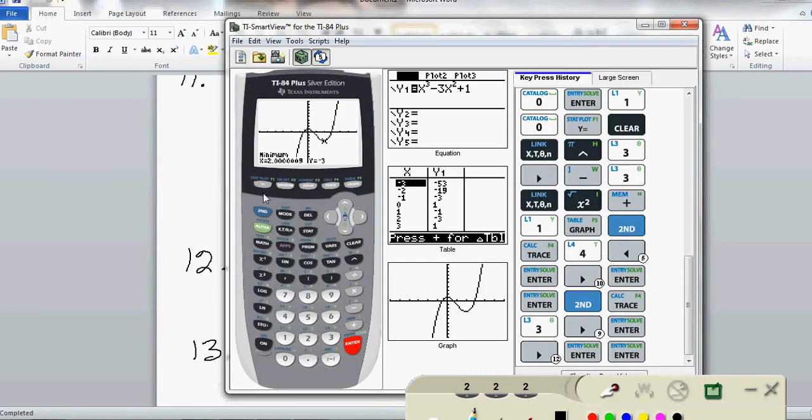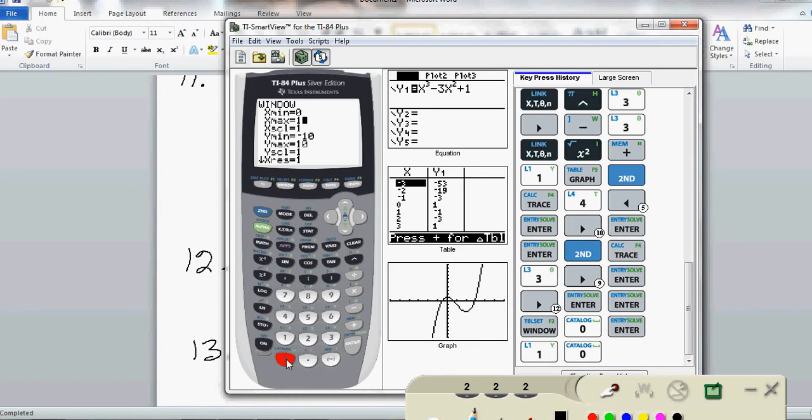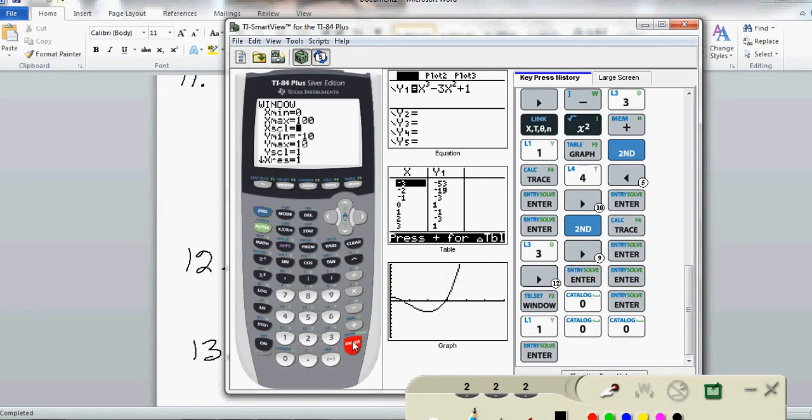So I'm going to start my window. I know I'm not going to sell negative hot dogs, so I can actually start my minimum at 0, and I don't know, maybe 100 would be a good number of hot dogs to sell. I really don't know. But at the same time, I don't want all of my points to represent 1, so let's let every mark represent 10 hot dogs.